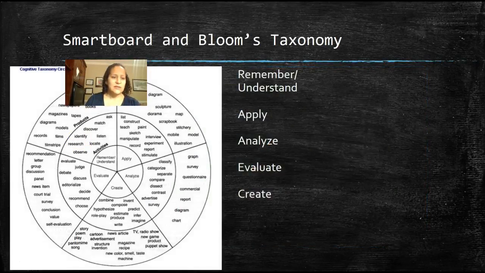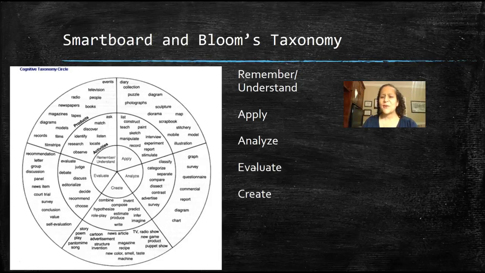So I'm going to move myself again. I don't know why it doesn't automatically move, but Smartboard and Bloom's taxonomy. So this is a simple chart that shows you the 5 levels in the middle. And then when you go to the second ring, it is the activities that are involved and then the products of those activities.